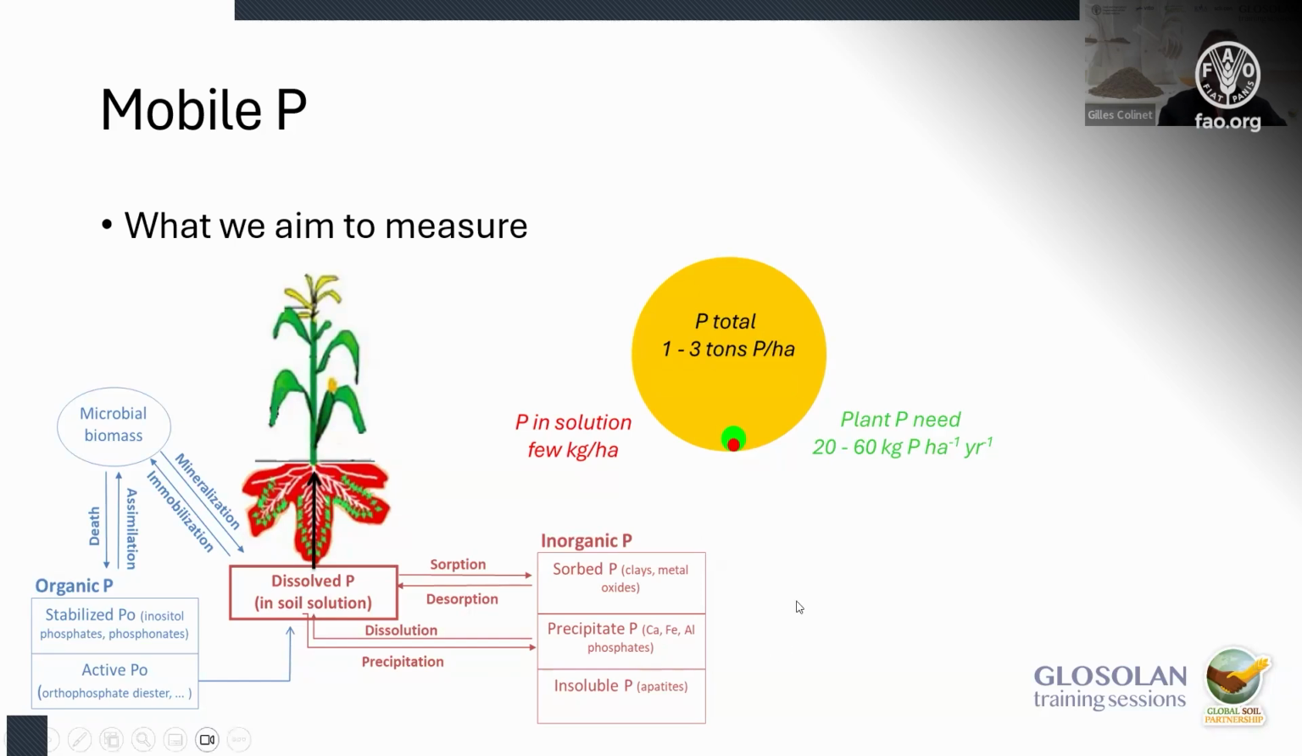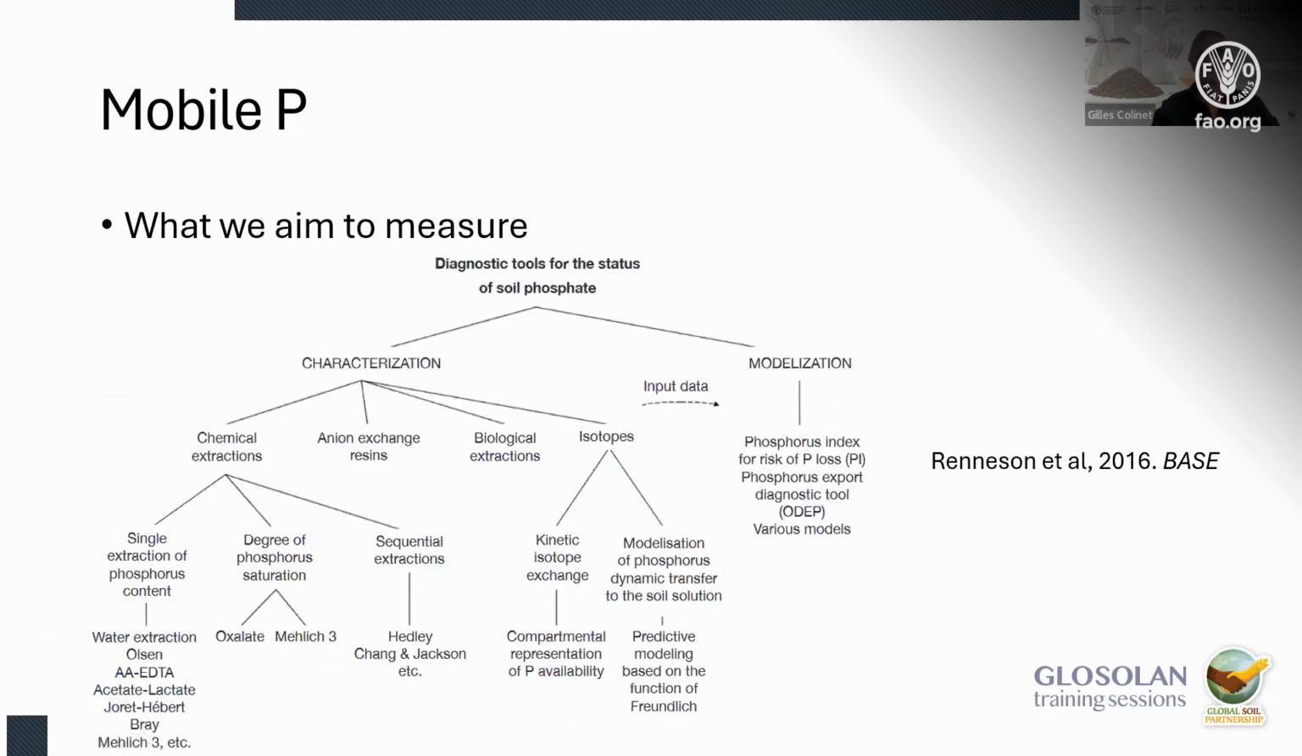And when you want to have an assessment of the quantity that is available for the plant, you can either measure the dissolved phosphorus, but it will just be the instantaneously mobilizable by the plant. If you want to have the reserve that can be used over the duration of the whole growth of the plant, you have to have a reactive agent that goes and takes a part of these sorbed and precipitated phosphorus.